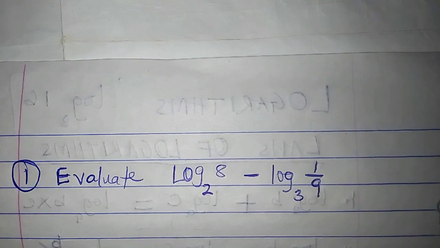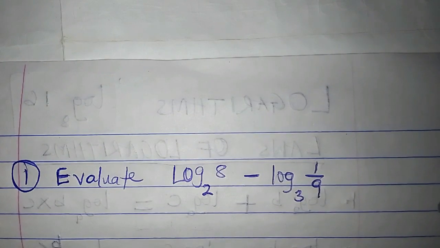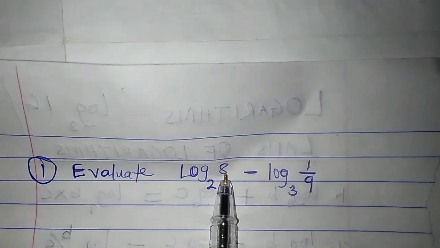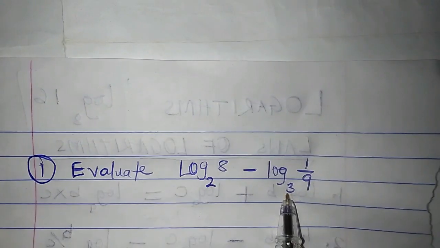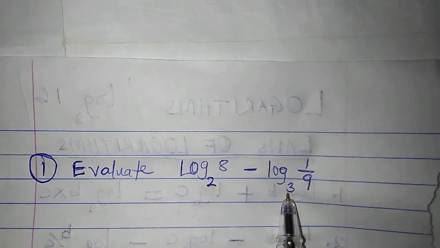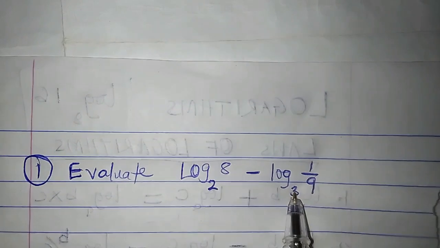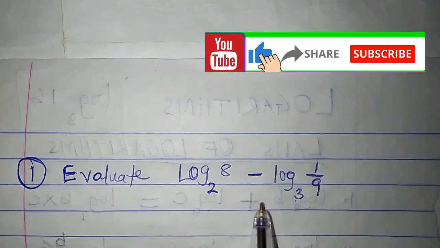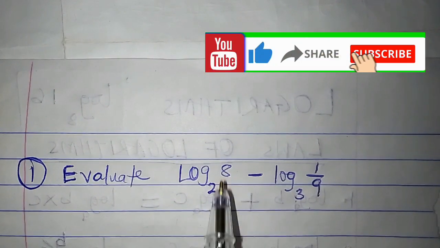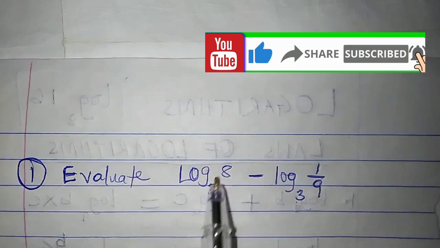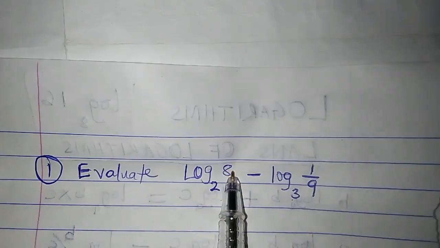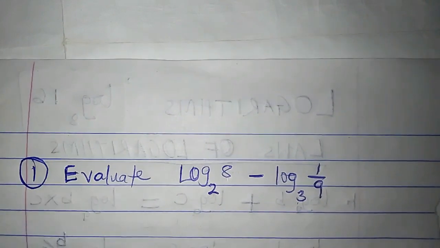Now this is my question 1. I want to evaluate log 8 to base 2 minus log 1 over 9 to base 3. Now, when I'm evaluating logarithm, the first thing I should consider is the base. The bases, are they the same? No. In this case, they are not the same. Now, let's look at them individually. Log 8 to base 2. Can I write 8 as 2 to the power of something?